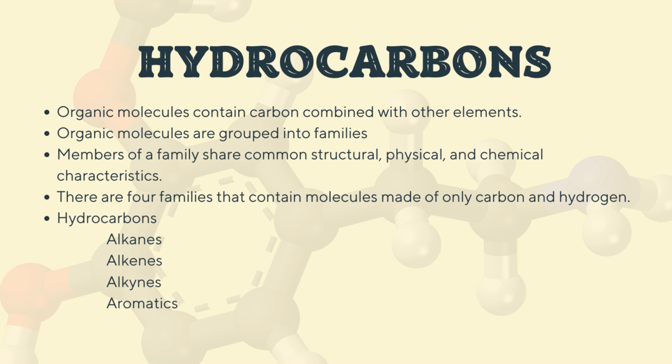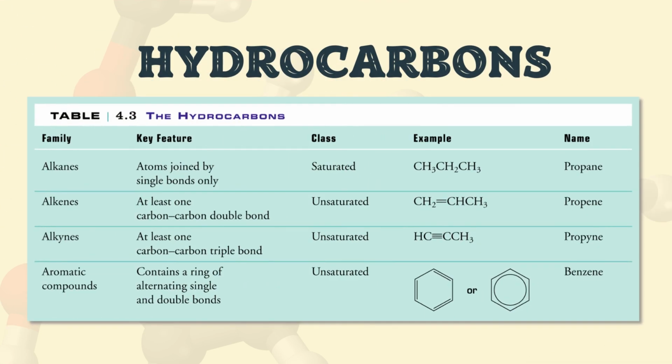So there are four families that contain molecules made up of only carbon and hydrogen. Now these are alkanes, alkenes, alkynes, and aromatics. So let's look at these families. Now, if we look at alkanes, alkanes are atoms that are joined by single bonds only and they are saturated. Now, what do we mean by saturated? We mean that a saturated hydrocarbon is a hydrocarbon in which all the carbon-carbon bonds are single bonds, right?